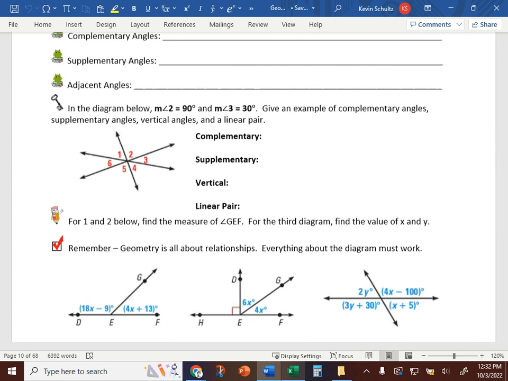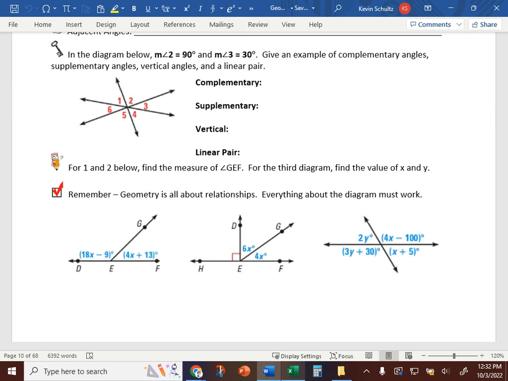So going down the diagram here, it says in the diagram below, the measure of angle 2 is 90 degrees, and the measure of angle 3 is 30 degrees. Remember, we can use numbers to identify angles. There's no degree symbol within the numbers here, so it's just angle 1, angle 2, angle 3, like an order. Give an example of complementary angles, supplementary angles, vertical angles, and a linear pair.